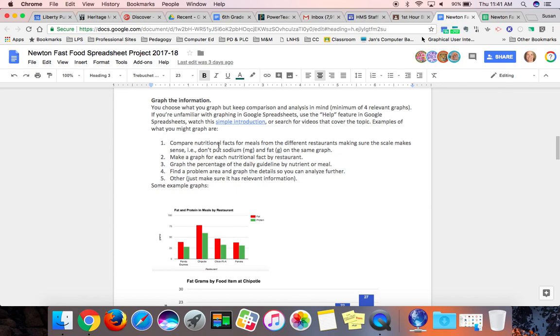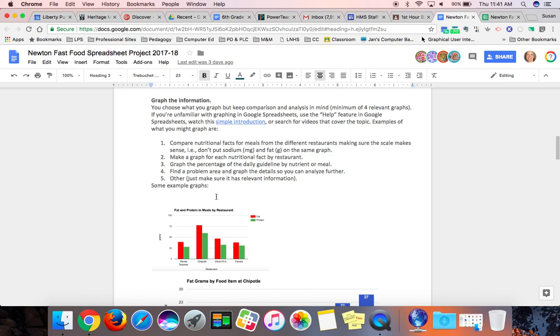So as you're graphing, you want to keep in mind that it needs to be something important, something that matters. So one thing that you could do is you could compare nutritional facts for meals from the different restaurants. You do have to make sure that the scale makes sense, okay? Some things are measured in milligrams and some are measured in grams. So those two things should not be shown on the same graph because the scale will look messed up.